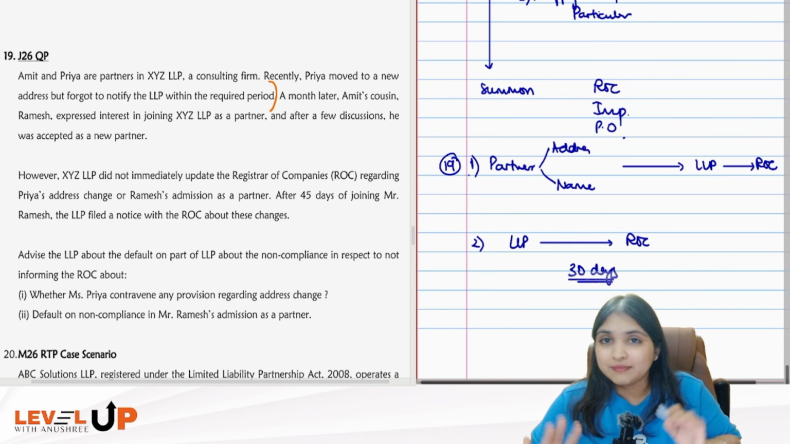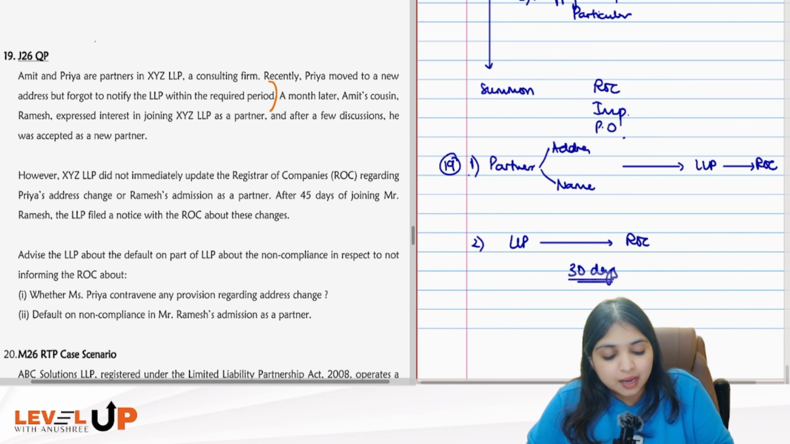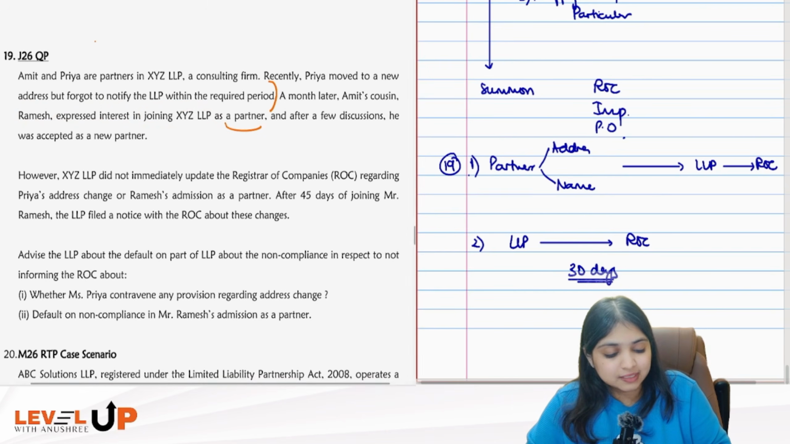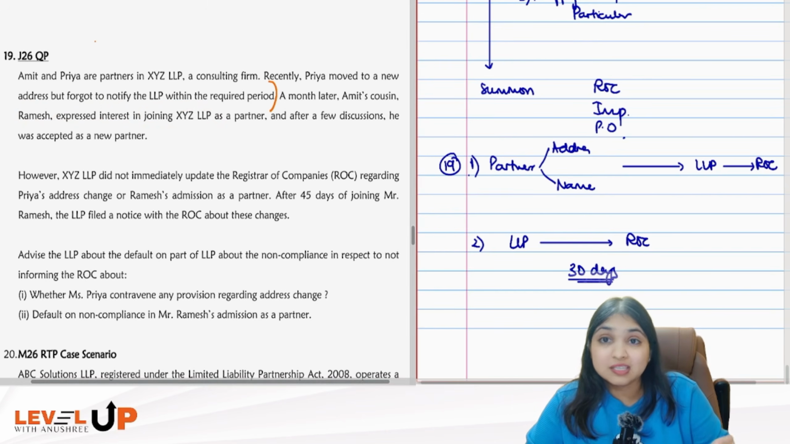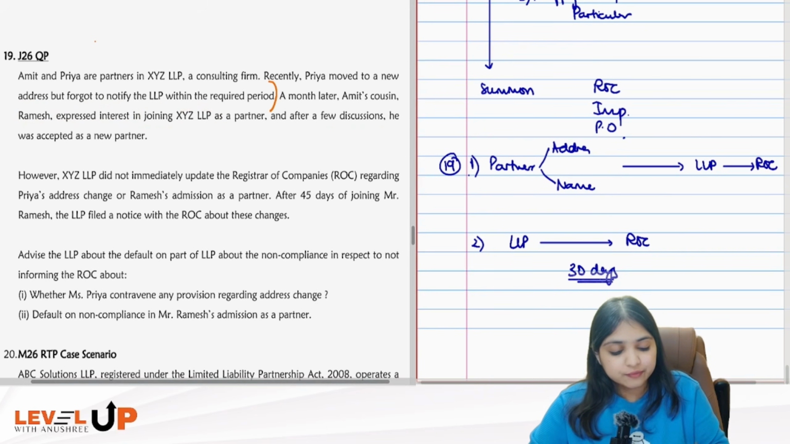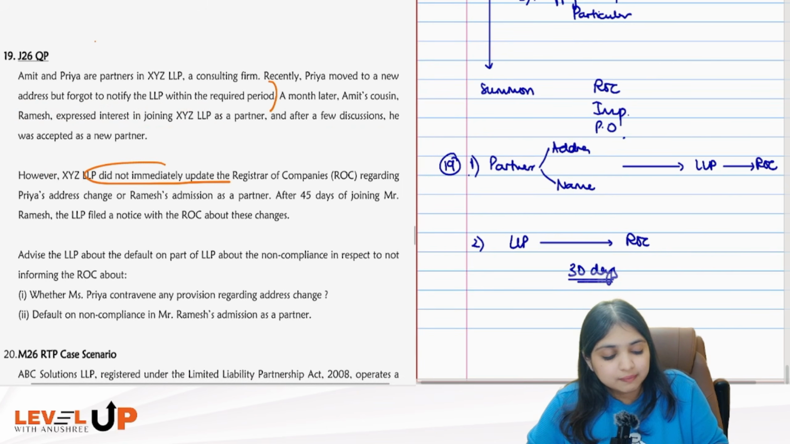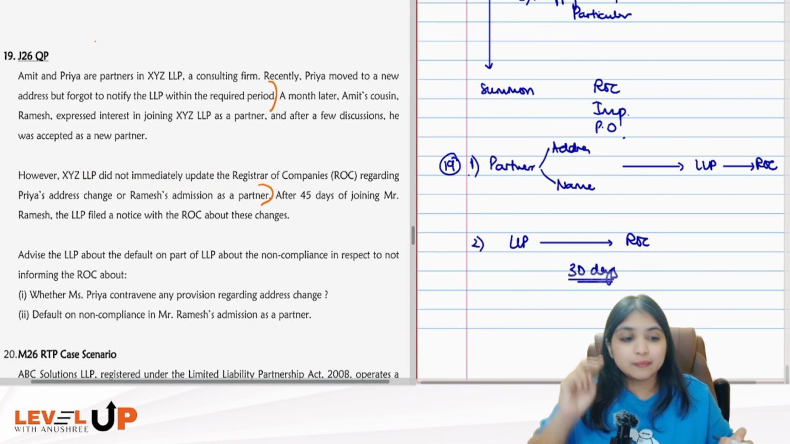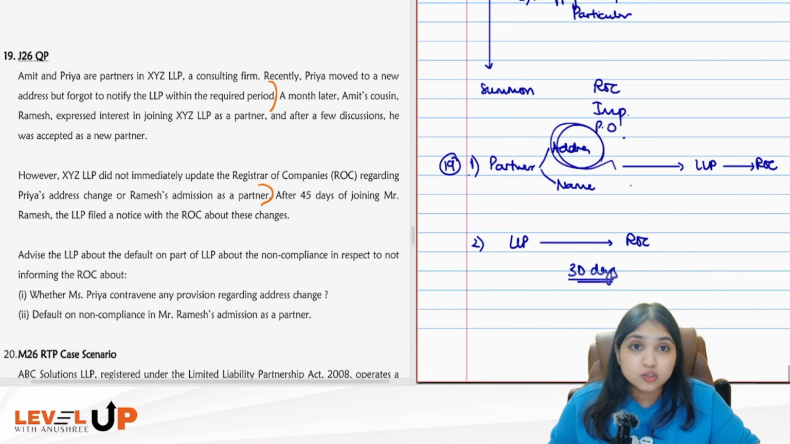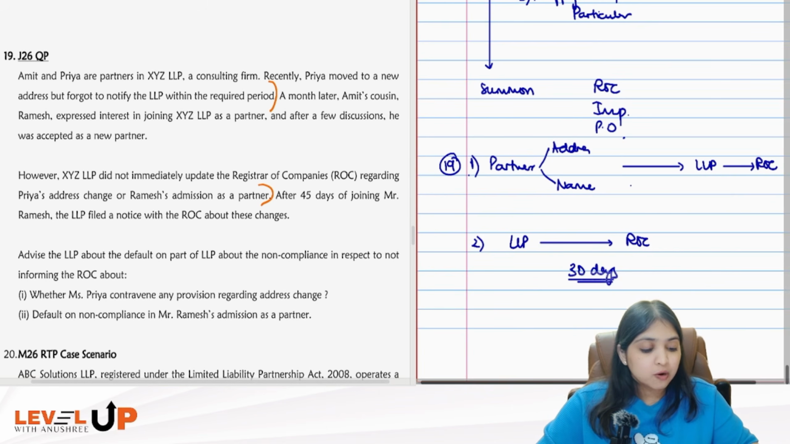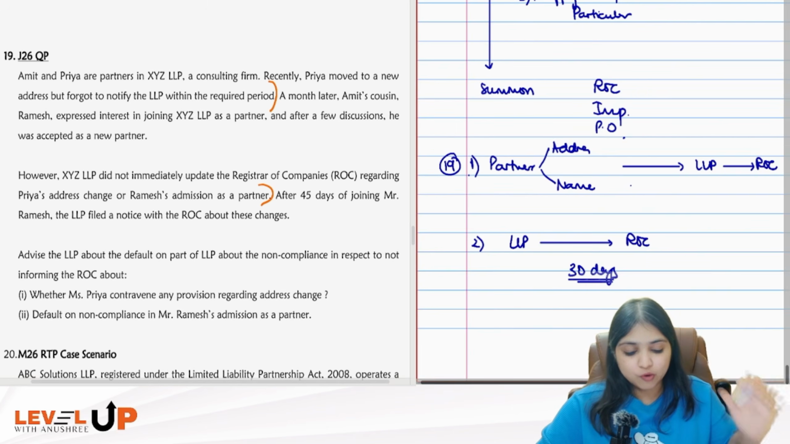Okay, so here once again Amit and Priya are partners. Priya moved her address but she forgot to inform the LLP. Then Amit's cousin Ramesh expressed interest in joining LLP as a partner, and after a few discussions, he was accepted as a new partner. However, XYZ LLP did not immediately update ROC regarding Priya's address change or Ramesh's admission as a partner. So there are two problems over here. About the address change also we have not informed ROC. About the new partner's admission also we have not informed ROC.